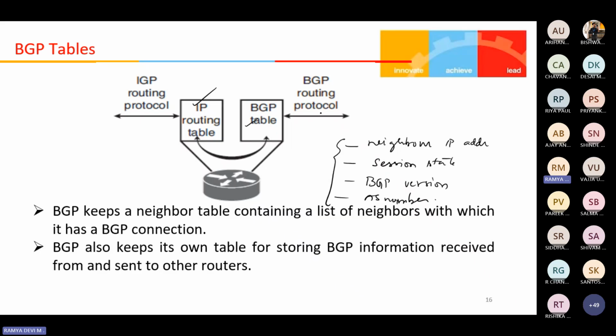So for interactions between the tables, you have the IGP routing table, which will be updating. See here, IGP is responsible for updating the IP routing table directly. And the BGP routing protocol will maintain the BGP table. It will be sending only the best routes to the IP routing table. The routes from the IP routing table can be redistributed into BGP, so they can advertise to the other BGP peers. So this information can be shared between the IP routing table and the BGP table.